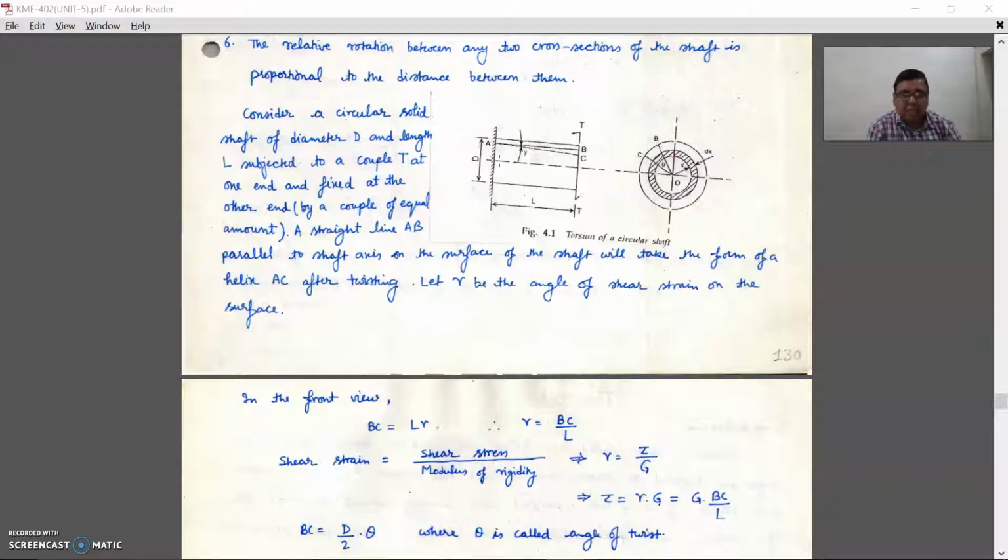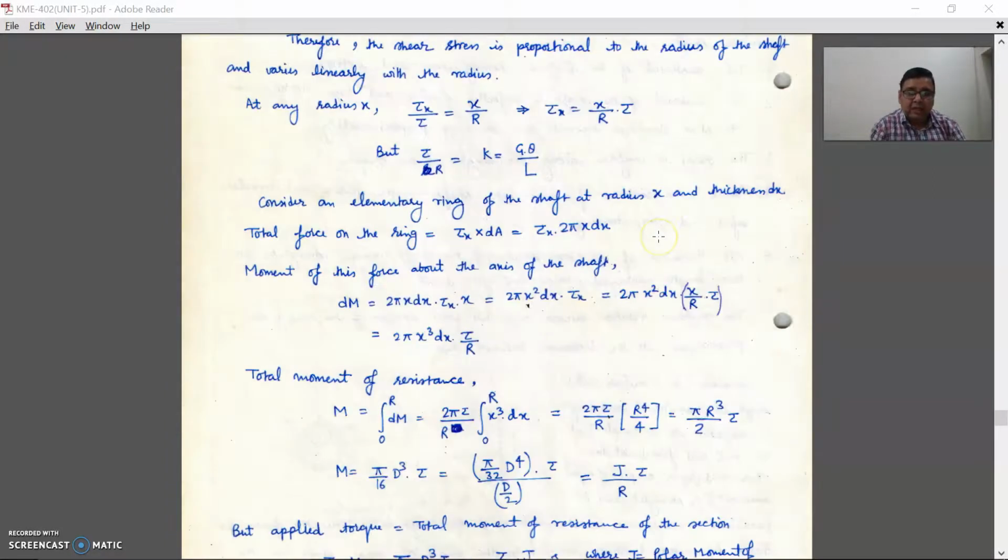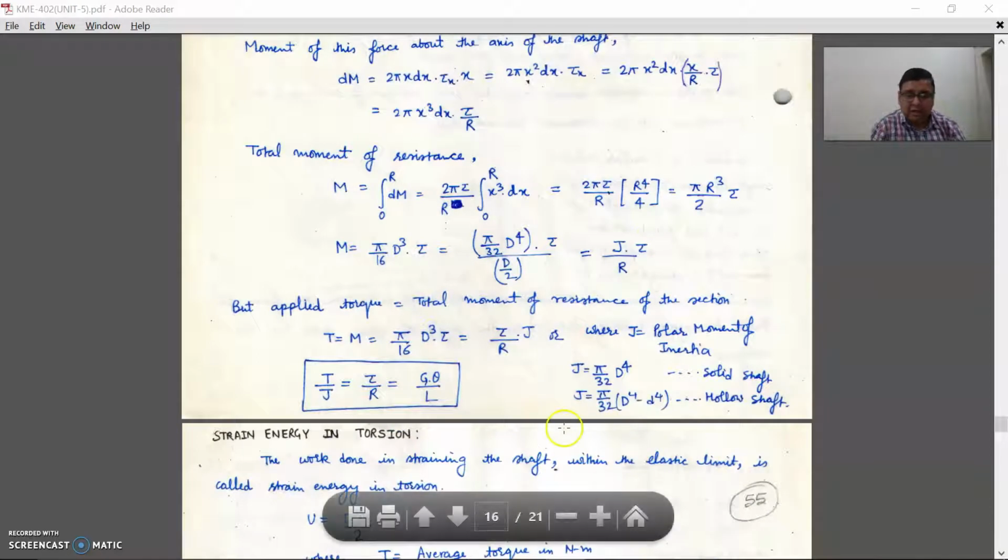That will be R. Because if we do the analysis for a hollow shaft, then there will be two radii. One is the internal radius and one is the external radius. So we will do the calculation for the external radius only, right?